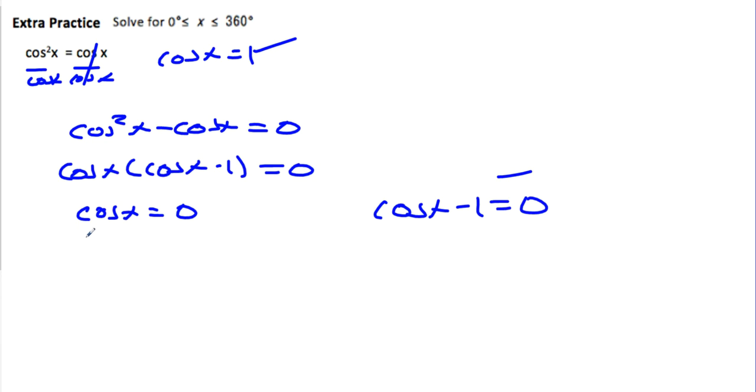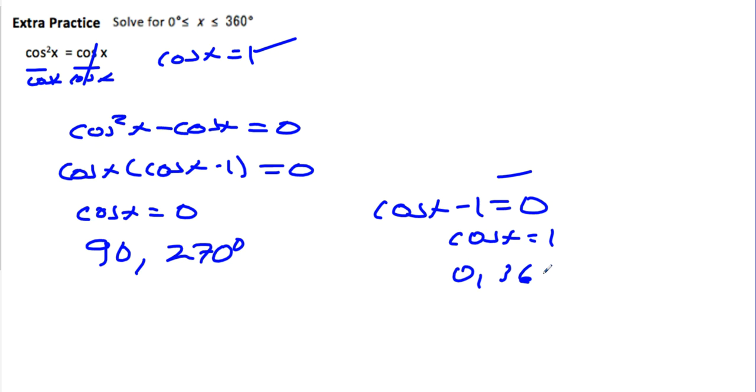When you look on your unit circle, you're going to have 90 and 270 degrees. And over here, when you have cosine of x is equal to 1, you're going to have 0 and 360 degrees. So by dividing, you would have missed out on these solutions right here. So watch out for those little things. I think I got another one in here.